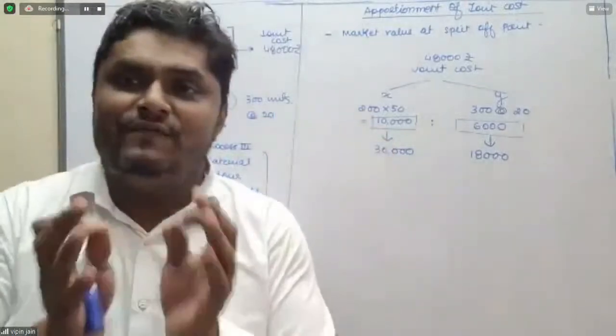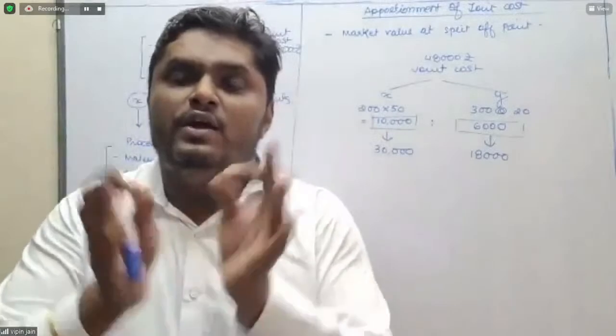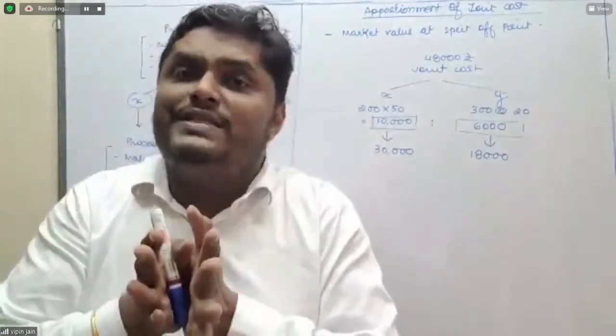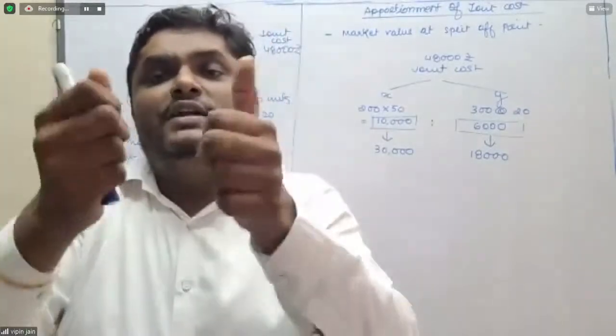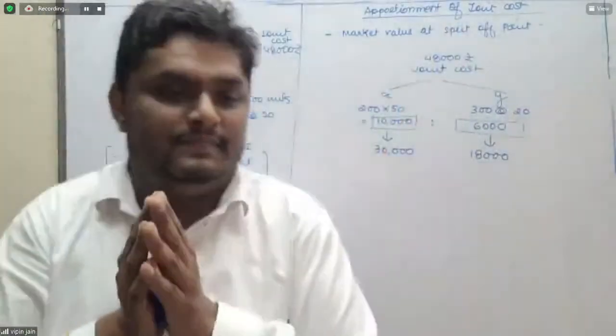So we have discussed the first method, that is the market value at split-off point. If the market value is available, the best approach is to distribute the joint cost in the ratio of market value at split-off point.